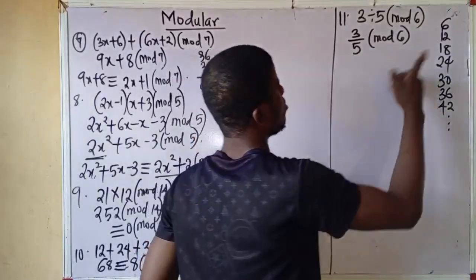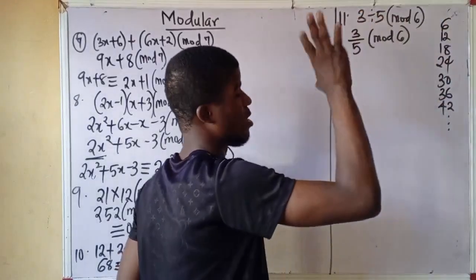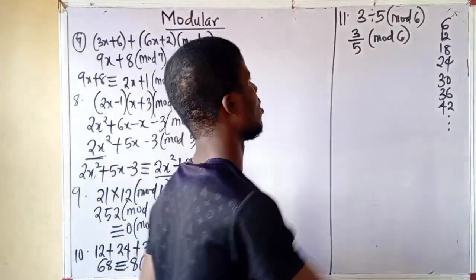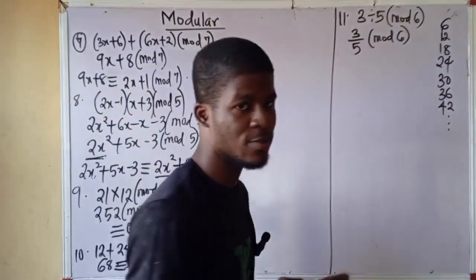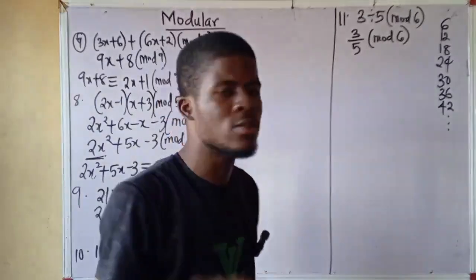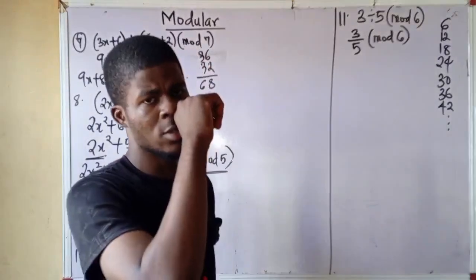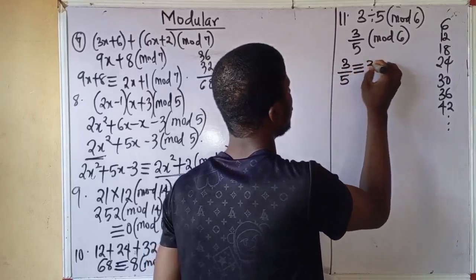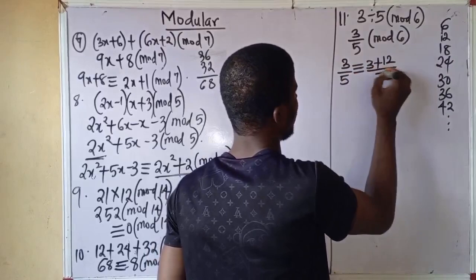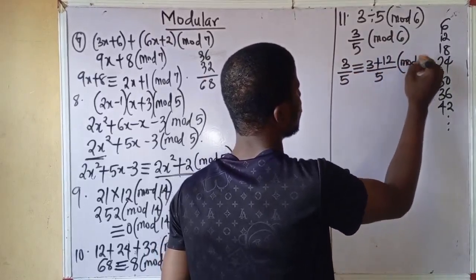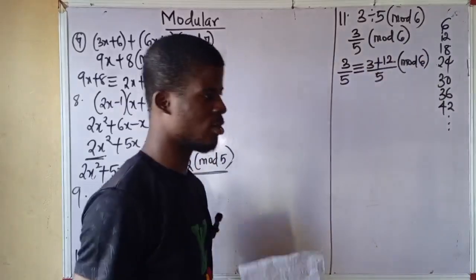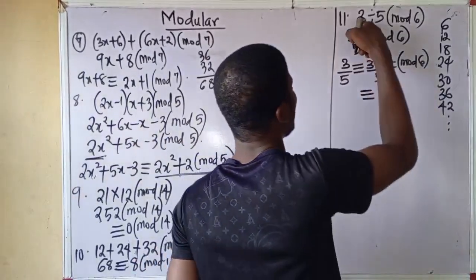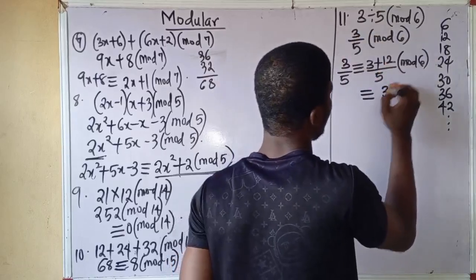Okay, let's see. I'll start with 6 plus 3. That's 9, right? Of course, 9 cannot be divided by 5. I'll check the next one. 12 plus 3 is 15. Yes, 15 can be divided by 5. So this is simply 3 over 5 is congruent to 3 plus 12 over 5, in mod 6. 3 plus 12 is 15, right? 15 divided by 5 is 3. So it means that 3 divided by 5 is congruent to 3 modulo 6.